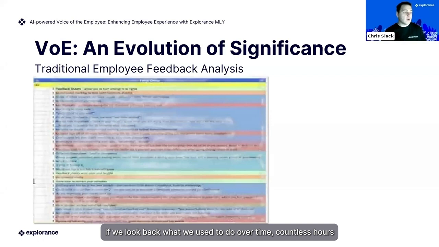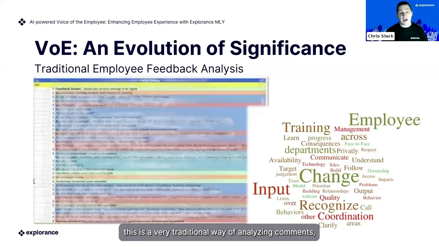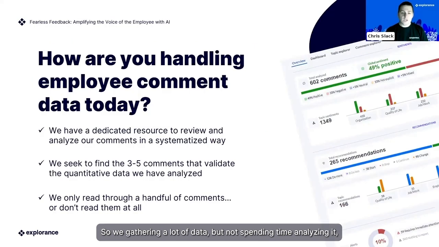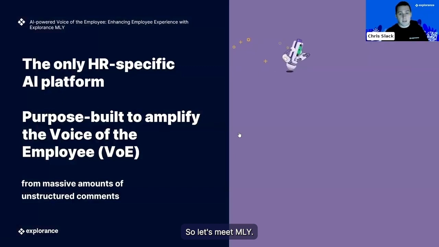If we look back at what we used to do over time, countless hours sifting through open-ended comments in spreadsheets, using color coding. This is a very traditional way of analyzing comments, but it was very subjective to bias. So can we remove this subjectivity? So we're gathering a lot of data, but not spending time analyzing it, not getting timely results to have an impact on the organization. So let's meet MLY.